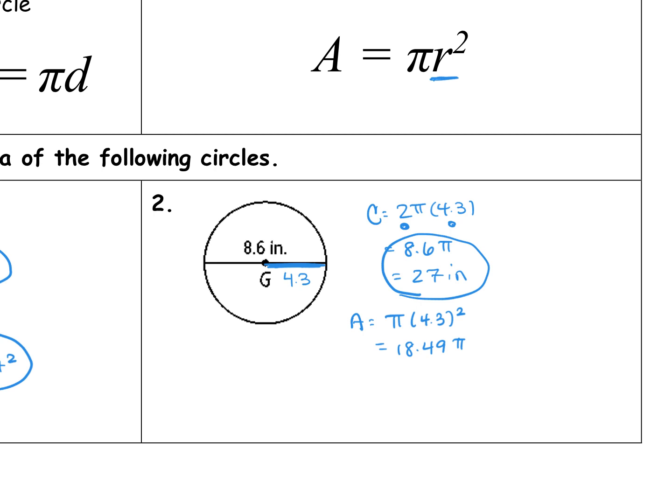So second, times the pi button, and you're going to get 58.1. And that will be in inches squared. So that's going to be my area answer.